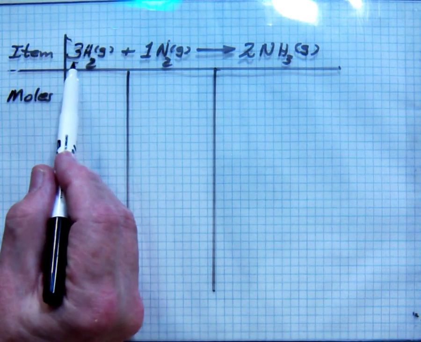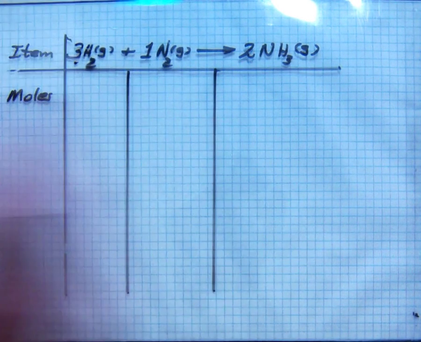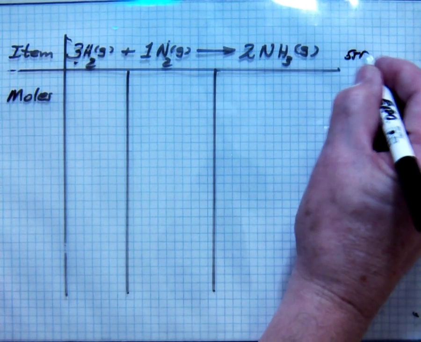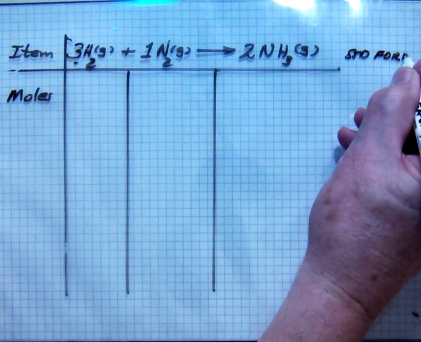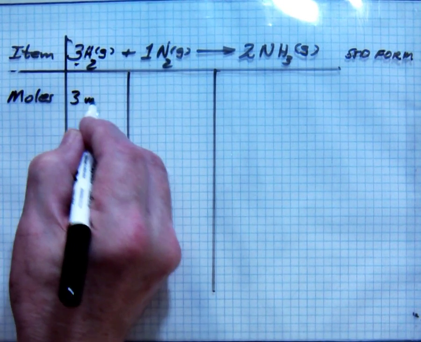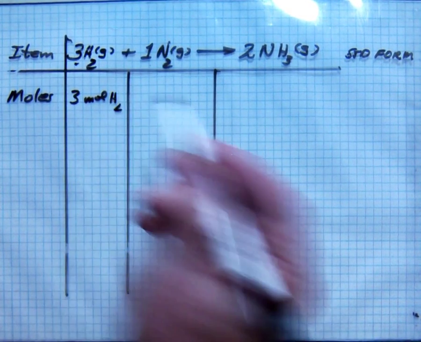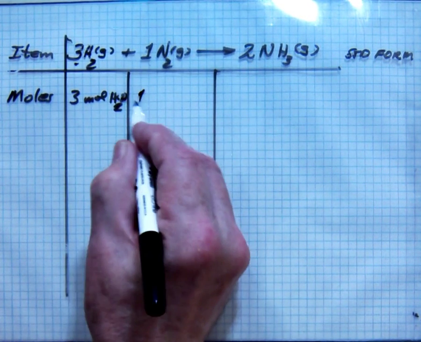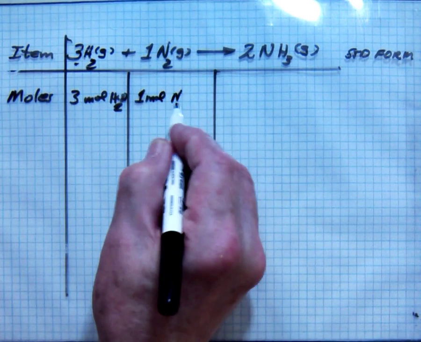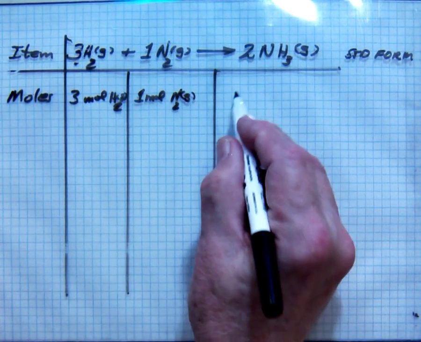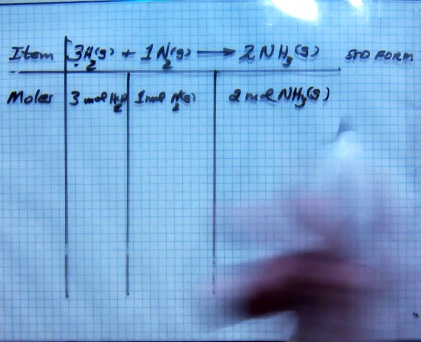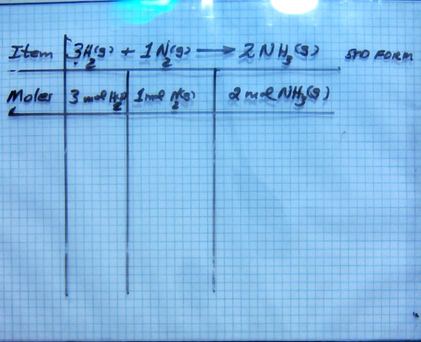Where is it? Well, it's right here. The coefficient in here defines the number of moles. So in the equation, in the standard form, we have 3 moles of hydrogen gas, I have 1 mole of nitrogen gas, and 2 moles of ammonia gas. Right there. Now, that's the easy part from the standard equation.